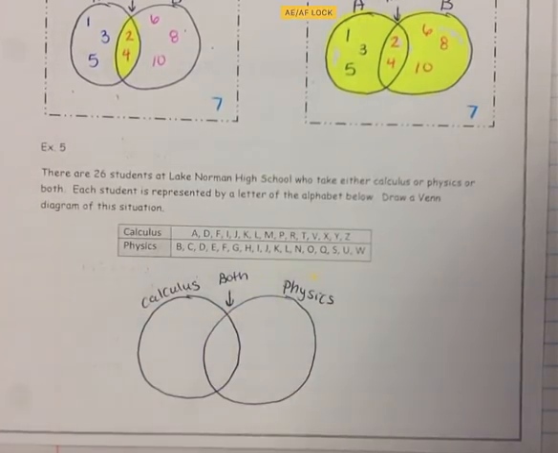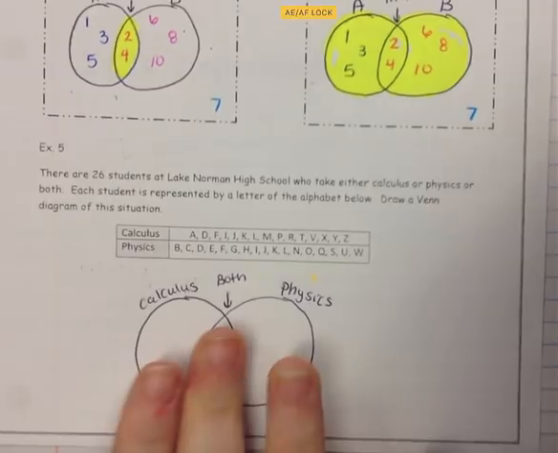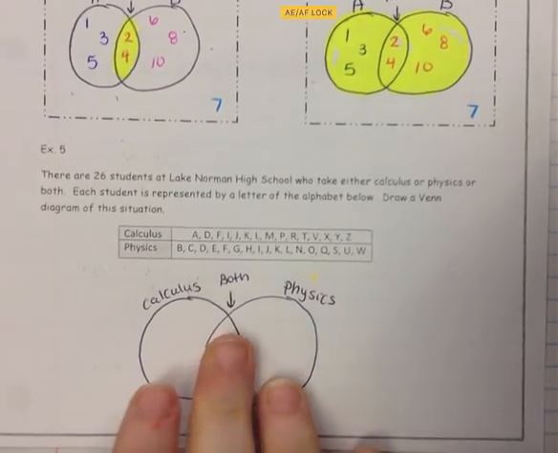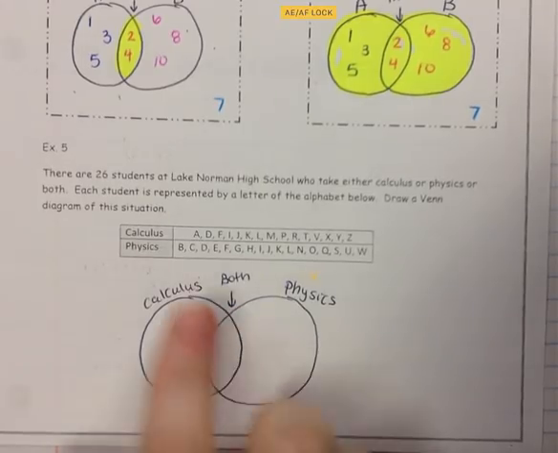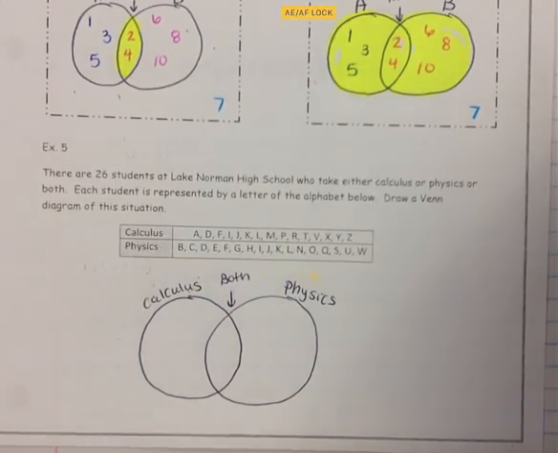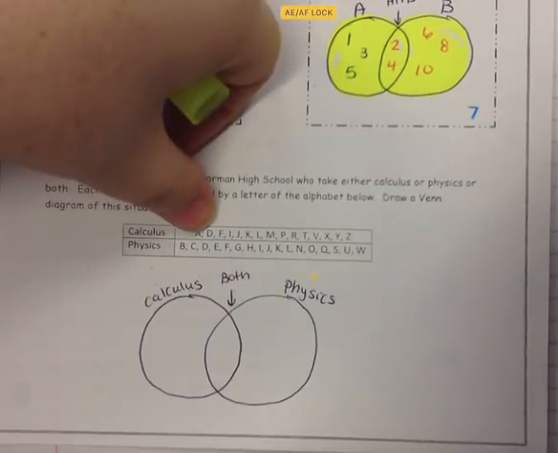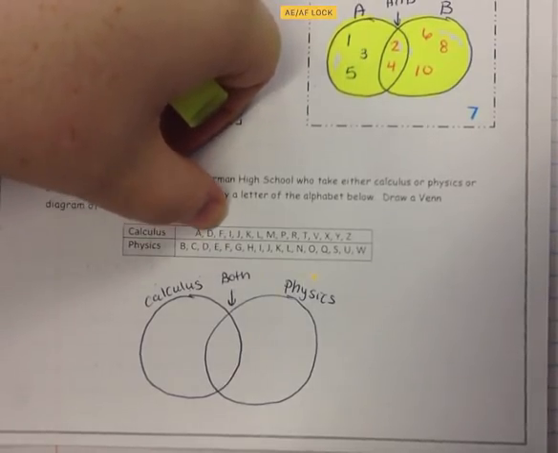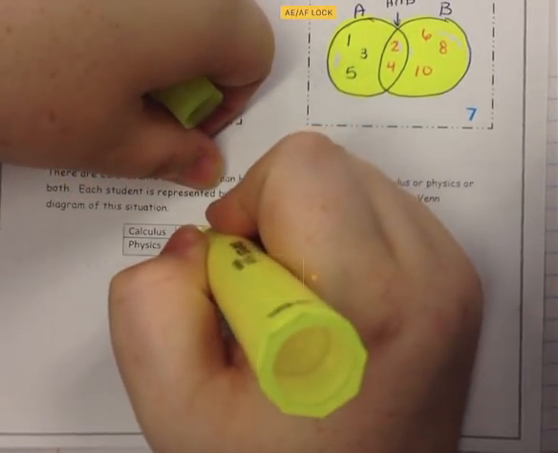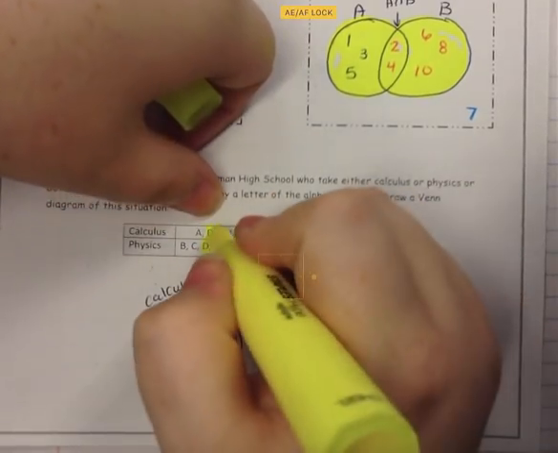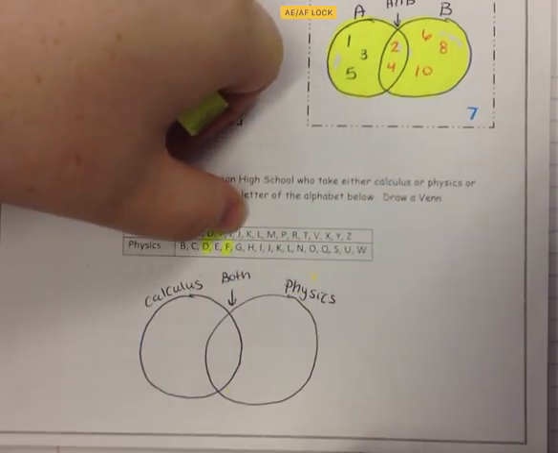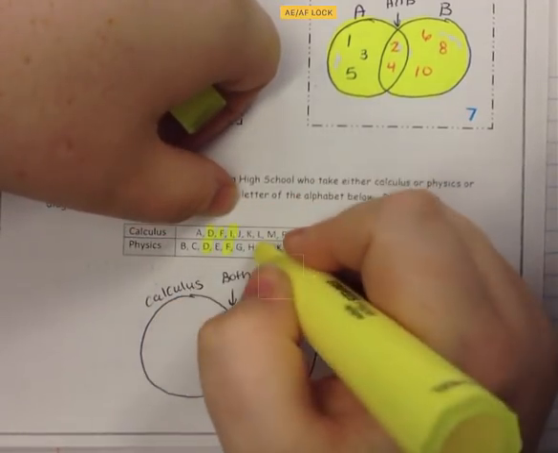Now all we do is find what letters or what people will overlap. That's the easiest way to do that, is to find the overlap first. So if we go through calculus, I'm going to focus on calculus. A is not in physics. D is. So I'm going to highlight the D for both of those. The F is in physics as well. So I'm going to highlight F. The I is in physics.